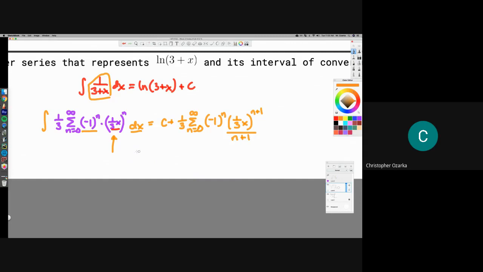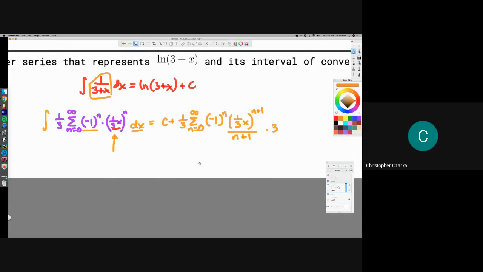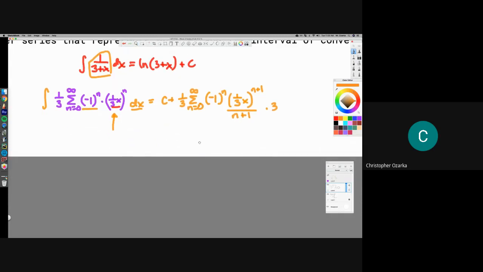Okay, and then you have to multiply by the inner derivative here. In this case, it would be 3. So just multiply it by 3 to get the antiderivative. Okay, you end up with something like that. Let me check my work. Are there any questions so far? I think I messed something up. No, I think we're good.